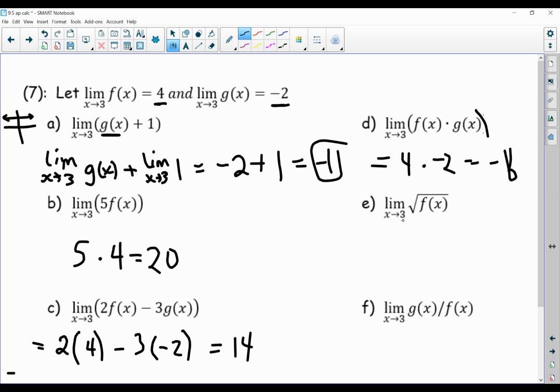If I wanted to take the limit as x approaches 3 of the square root of f of x, it's just going to be the square root of 4, which is 2. Now, I want to make a point here that confuses a lot of students. It's not plus or minus 2. If the square root is already in the expression to begin, then it's not a plus or minus situation.